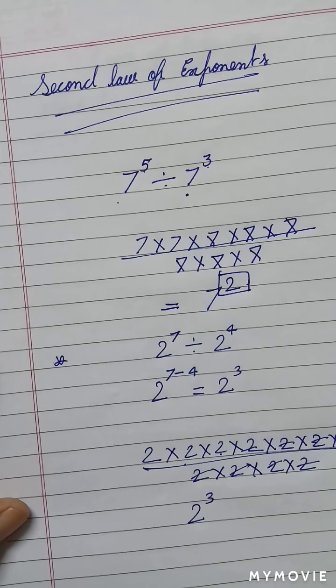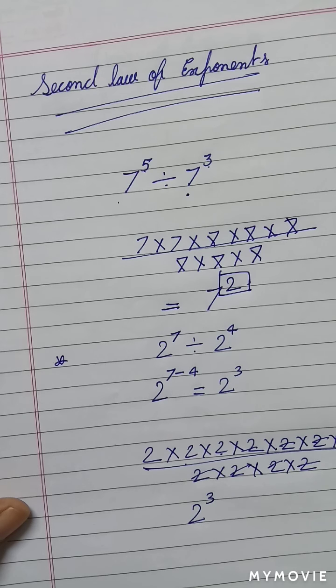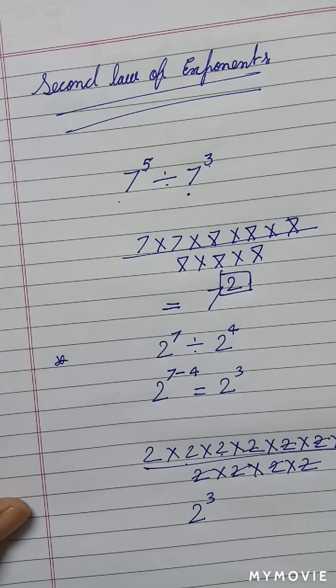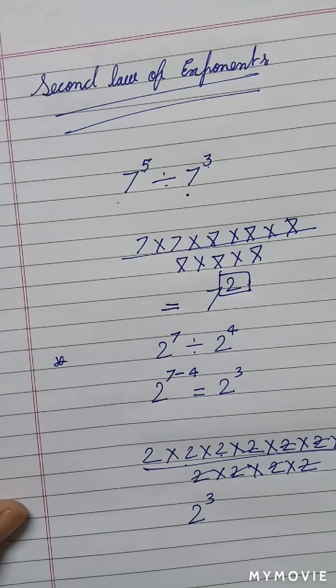So the first law states whenever we multiply two numbers with same base, we add the exponents. And whenever we divide two numbers with same base, we subtract the exponents. Let's move on to the third law of exponents. Now, before we move on to the third law of exponents, let's clarify one more point.